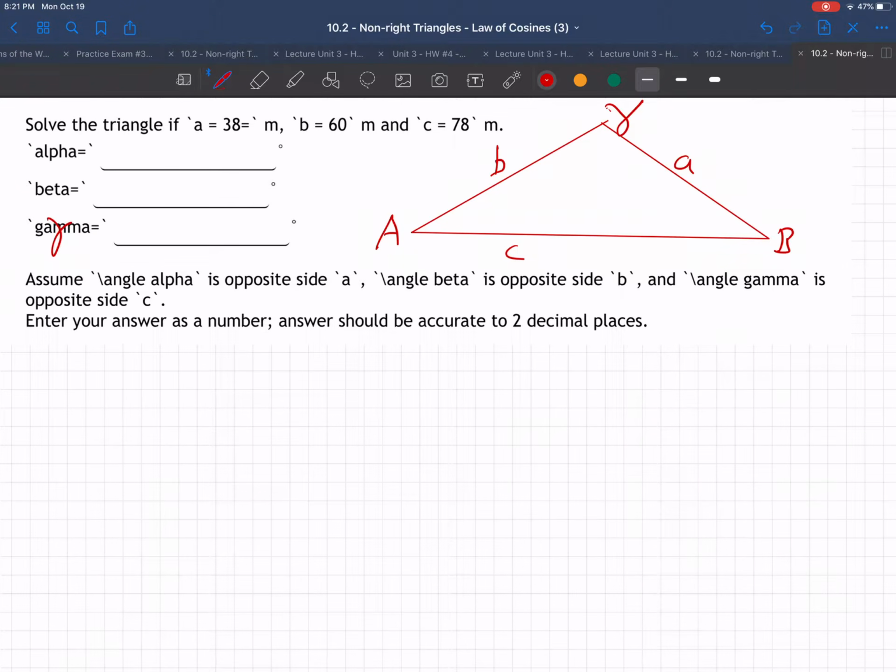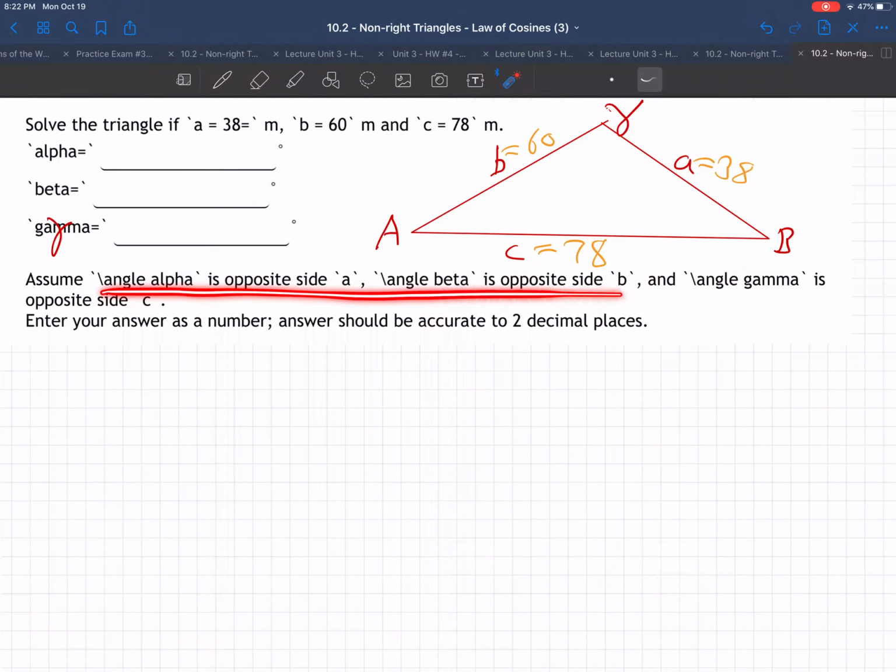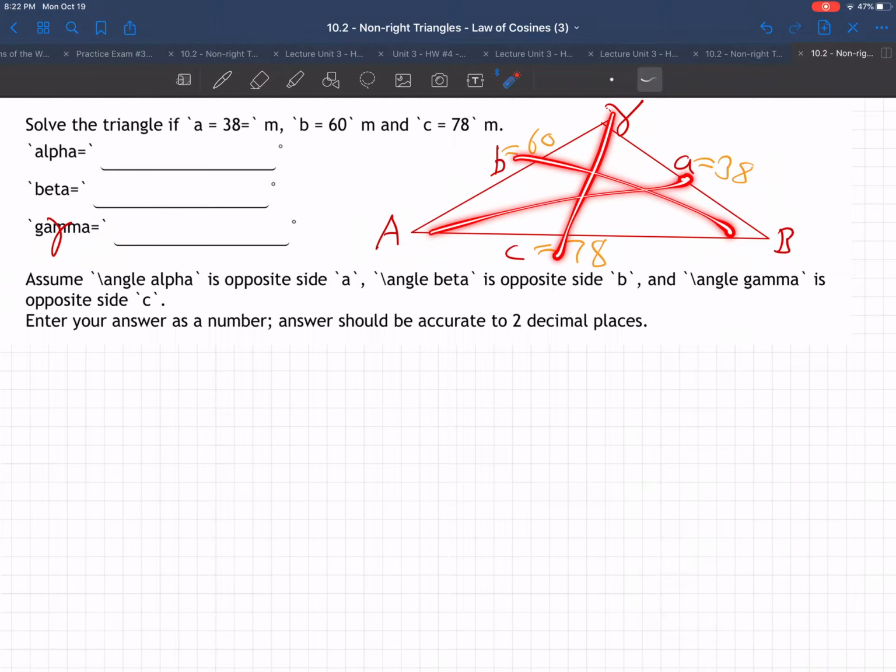Okay, they're telling me little a is 38, little b is 60, and little c is 78. See how B is across from B, and A is across from A, and C is across from gamma. They always line them up like that. They're across from the same letter.